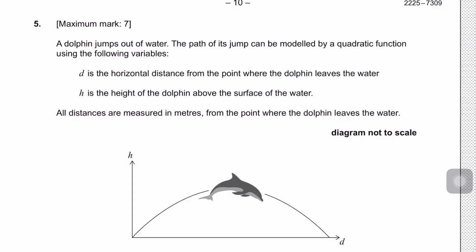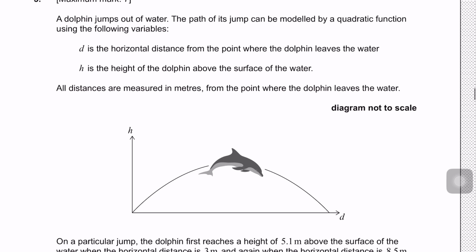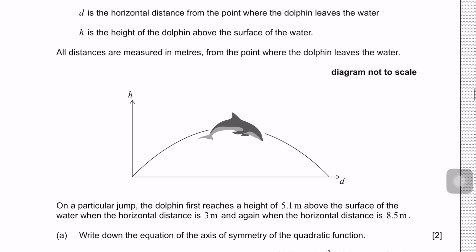Here we go. A dolphin jumps out of water. The path of its jump can be modeled by a quadratic function using the following variables. D is the horizontal distance from the point where the dolphin leaves the water. H is the height of the dolphin above the surface of the water. All distances are measured in meters from the point where the dolphin leaves the water. The diagram is not to scale.